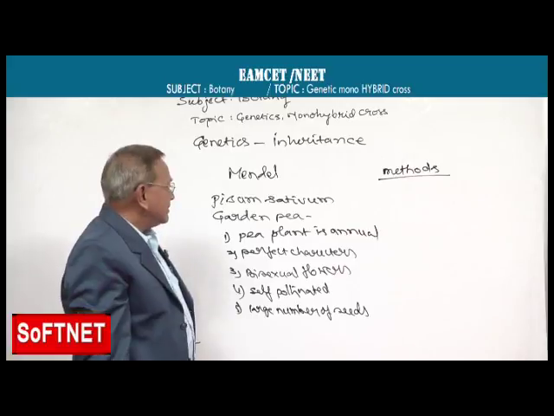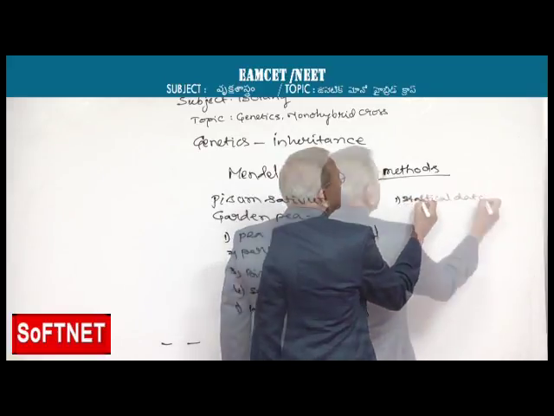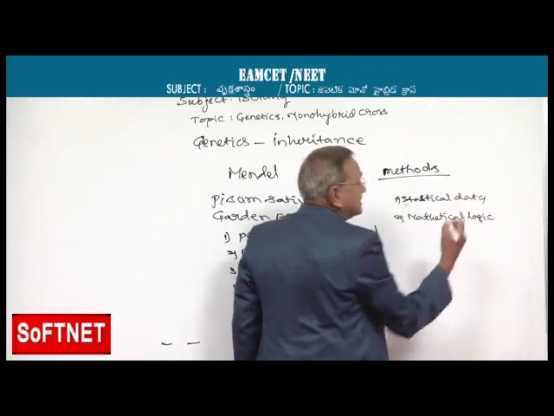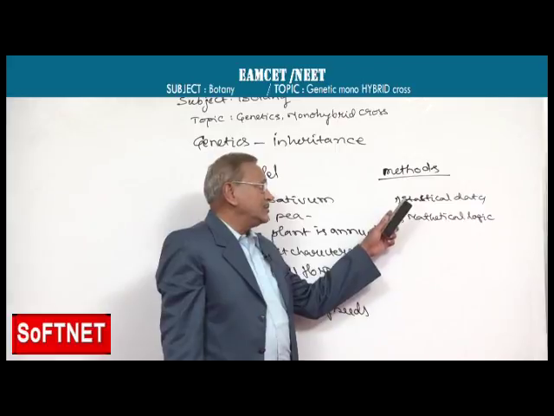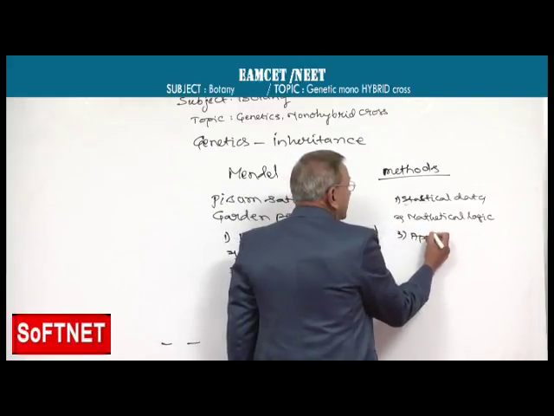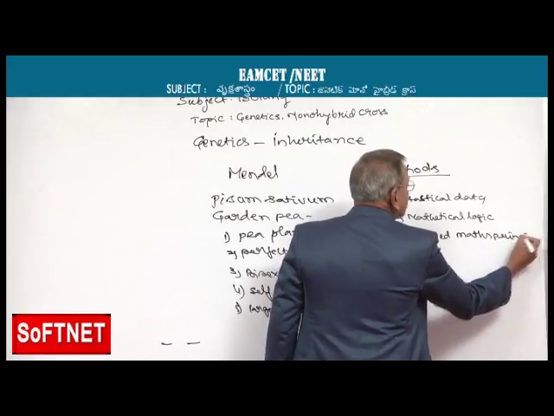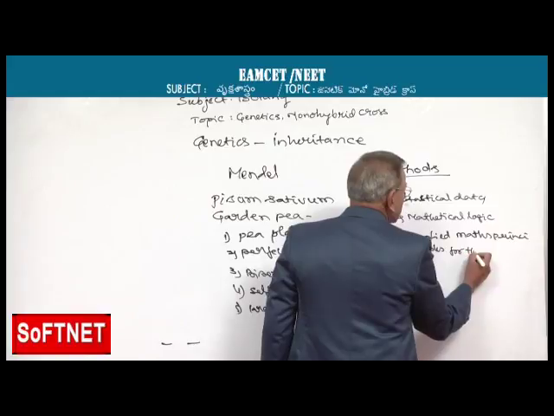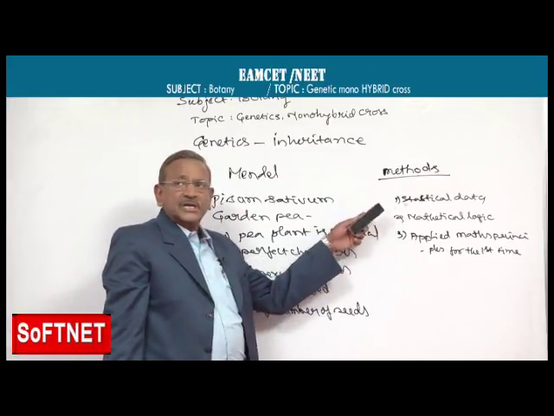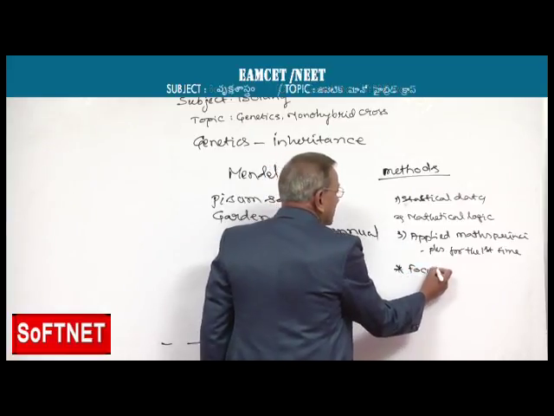Now, the methods employed by Mendel partly contributed to his success. What are the methods? He applied mathematical logic to the study of biology for the first time. He used statistical data, mathematical logic, and applied mathematical principles for the first time. This contributed to his success to a great extent, and each time he focused on a single trait.